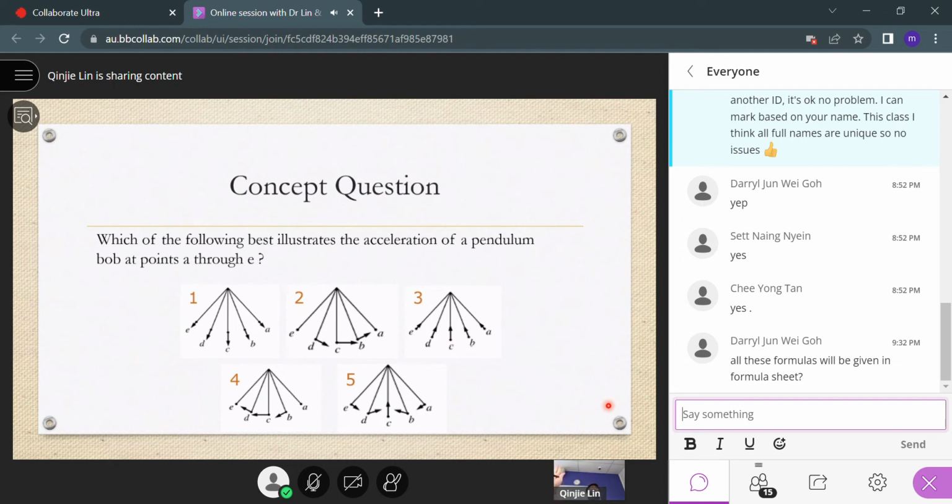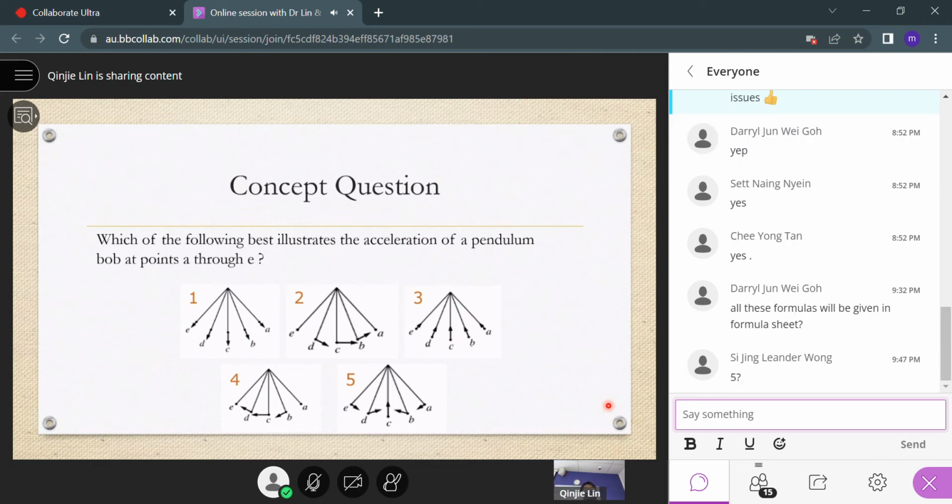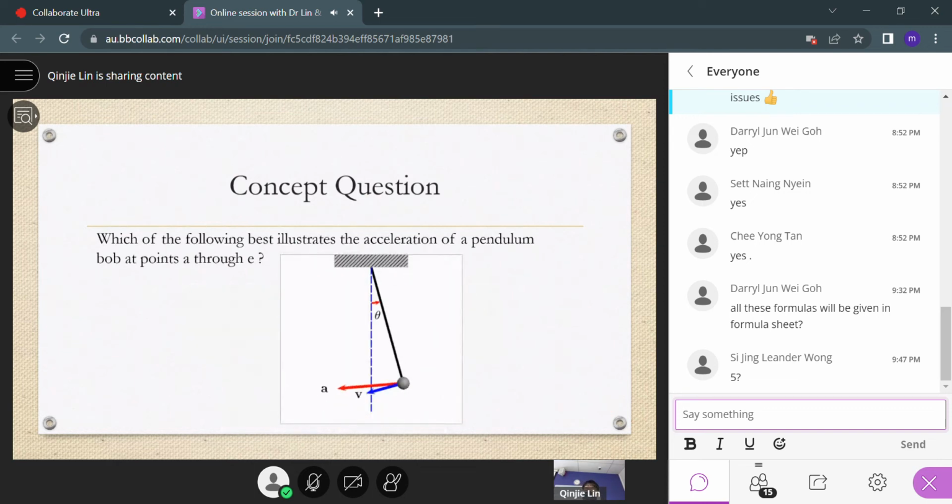Whole thing is 1, 2, 3, 4, 1, 5. Also got people think it's 5. So the next slide, you can see which one is the answer, okay? So the answer is 5. Okay, because it's the resultant acceleration.